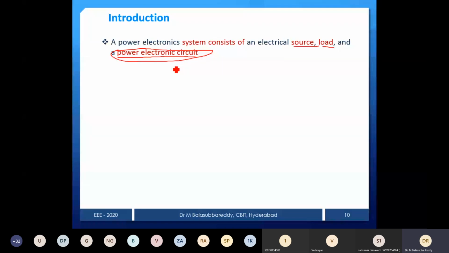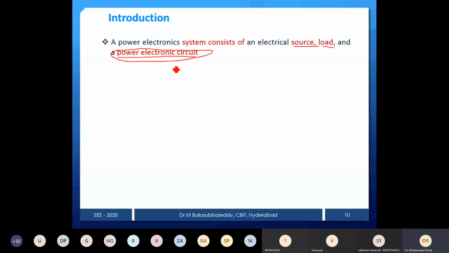But your input side may be AC or may be DC. Suppose DC is available, the controller will act as an inverter. It will convert DC to AC, and the AC is connected to an induction motor. Speed is going to be controlled.